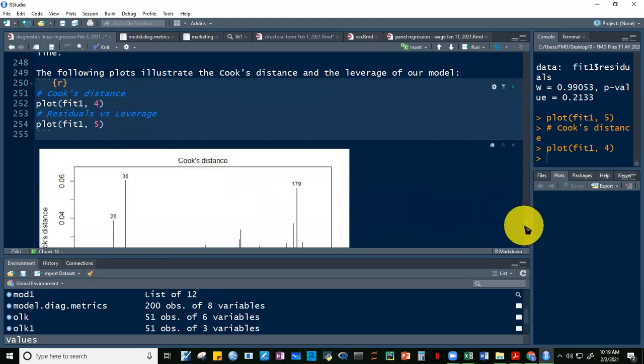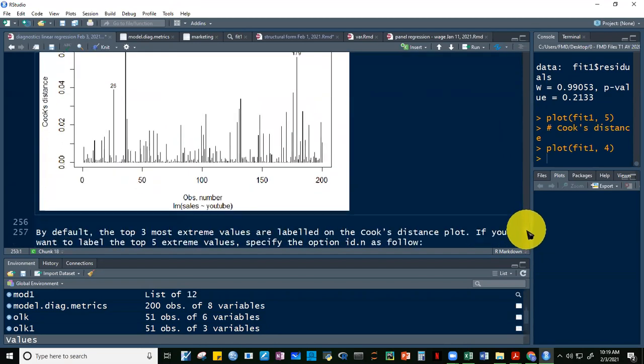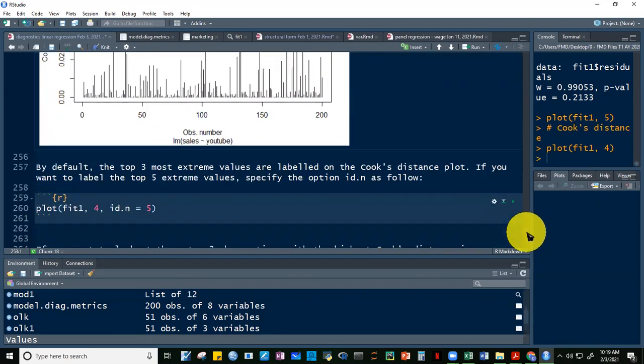Di ba? So, meron tayong 26, 36, 179. These are the observations, no? Observation number 26, 36, at 179. They are candidates for being influential. Okay?